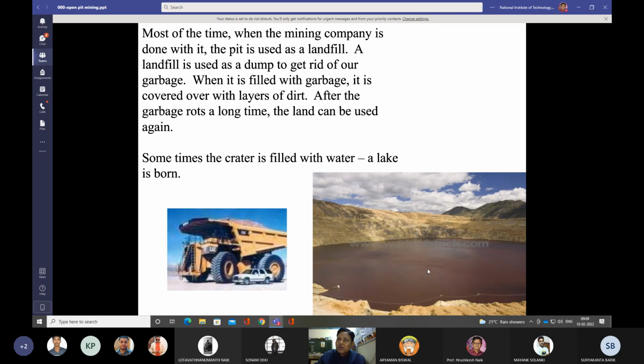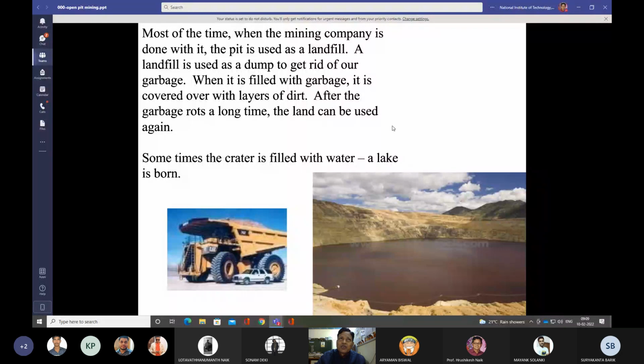The water can be used as a boating space, a picnic spot, a recreational place. So that is the way people are reclaiming mining areas. A landfill is used as a dump. If you are able to fill the land, it is good. A landfill is used as a dump to get rid of our garbage.